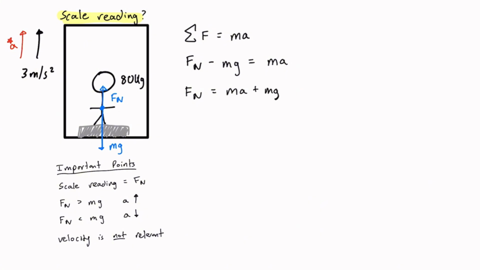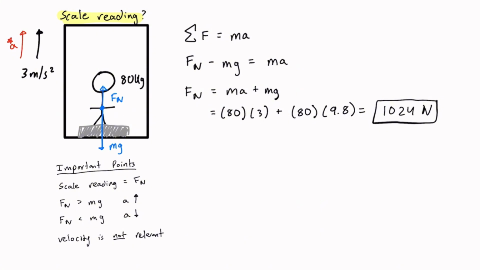And now if we plug in, we have 80 kilograms for the mass, 3 meters per second squared for the acceleration, plus 80 kilograms times 9.8 meters per second squared for g. And this is equal to 1,024 newtons. And again, this is both the normal force and what the scale reads.